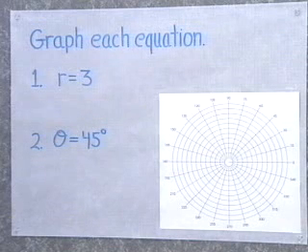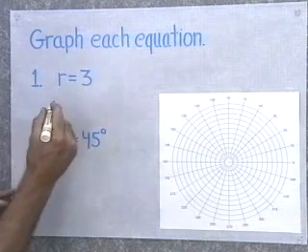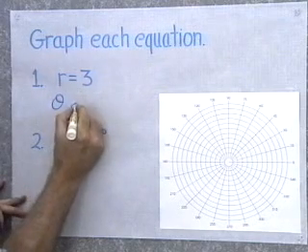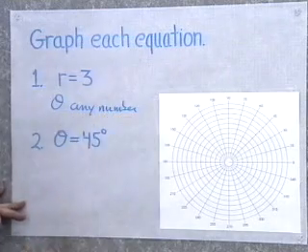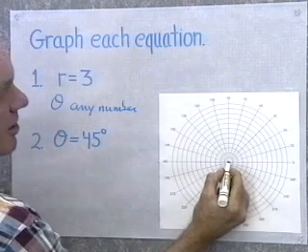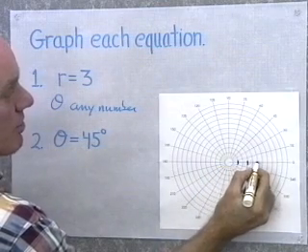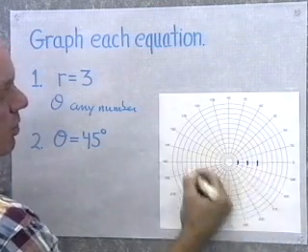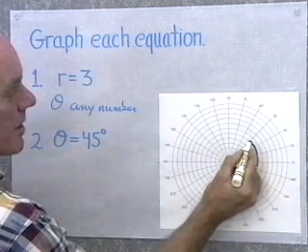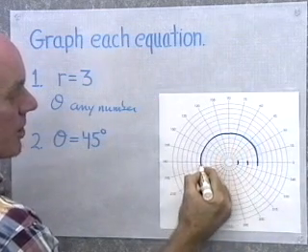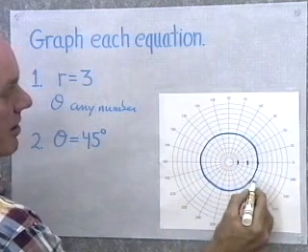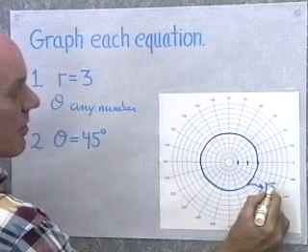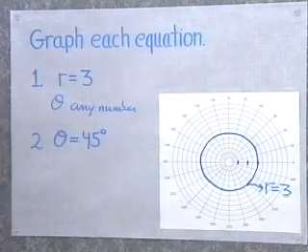R is equal to 3. That's the polar equation r equals 3. So when it says r is equal to 3, it means theta can be any number, or any number of degrees. Let's start here and go 1, 2, 3 units out in this polar coordinate system. It's just going to be a circle. It's going to be all the points in polar coordinates where r is equal to 3 and theta is equal to anything. So this is the graph of the polar equation r equals 3.